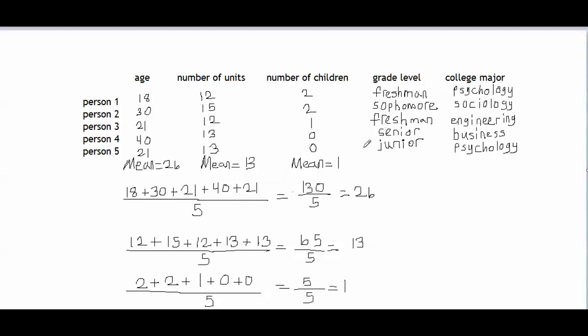We talked about the mean, now let's talk about the median. To find the median of a column of data, you have to put the data values in order from lowest to highest, and then take the middle value. Let's find the median of the data values in the age column.